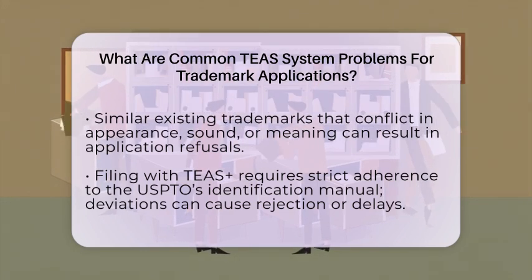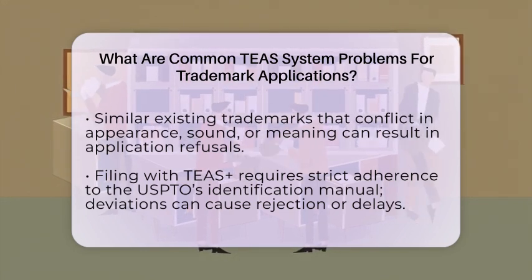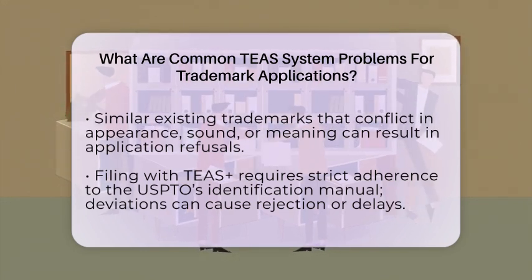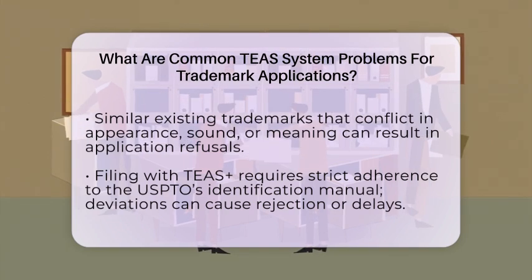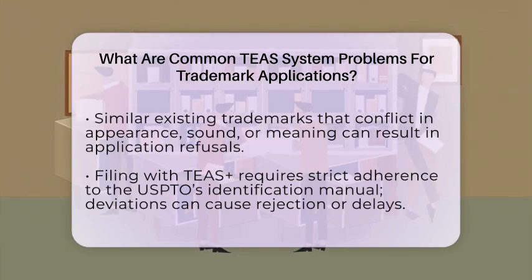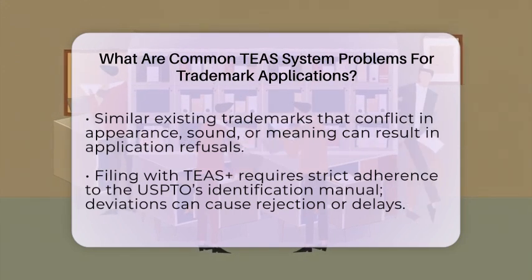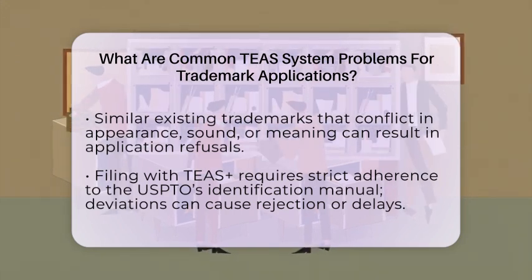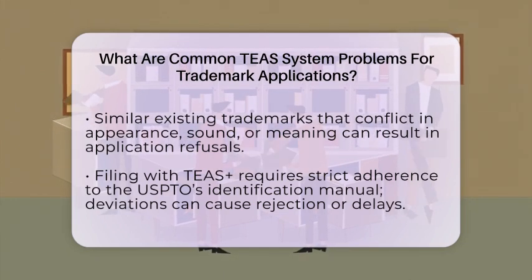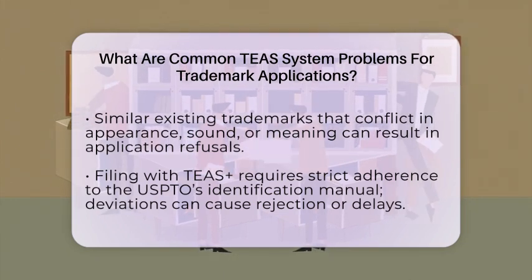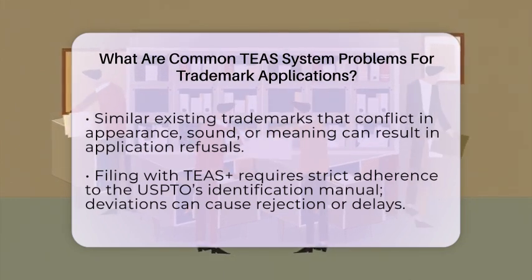Expanding or broadening your list of goods or services after filing isn't allowed. You can only narrow the scope. Also, if your mark conflicts with an existing trademark that is similar in appearance, sound, or meaning, the USPTO might refuse your application. These conflicts happen often when the marks are used on related products or services.